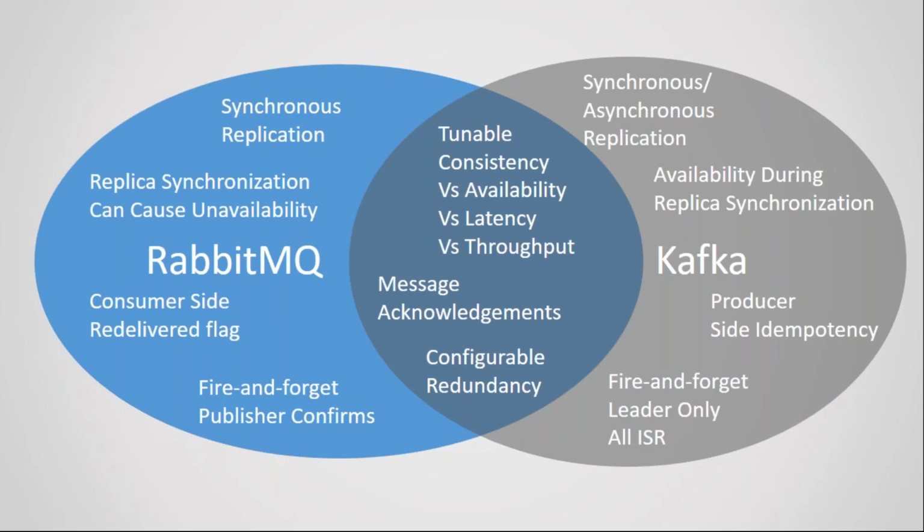And finally, we can do fire and forget on both, or with RabbitMQ, we get publisher confirms, which we then wait on synchronously for all mirrors to have received the message. Whereas with Kafka, we get a few more options. We can say leader only or all the ISR. In addition, we can say the min in-sync replicas as well.